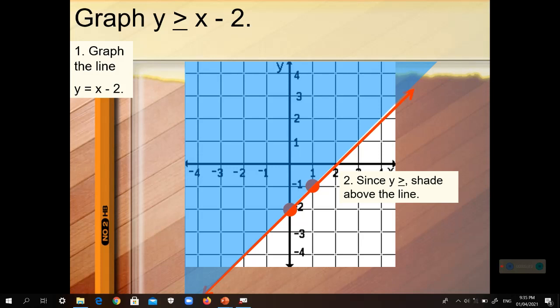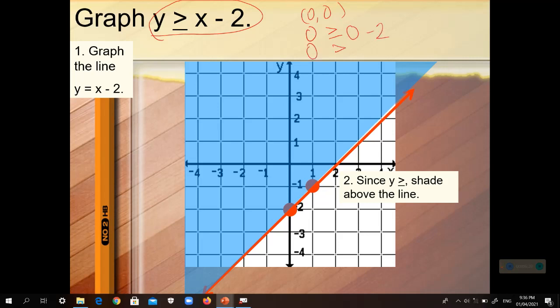Or, if you haven't got an idea which part you are going to shade, you are going to test a point. Okay? So, we have here, for example, 0, 0. You may test 0, 0 on our given inequality. In 0, 0, your x is 0, your y is 0, our origin, since it is the easiest number to solve on our inequality. So, your y is 0, is greater than or equal to, our x is 0, minus 2.